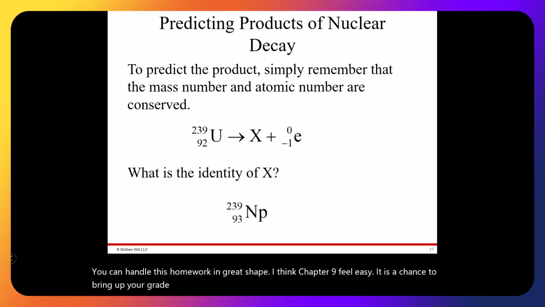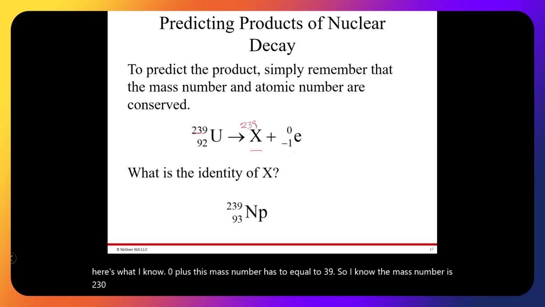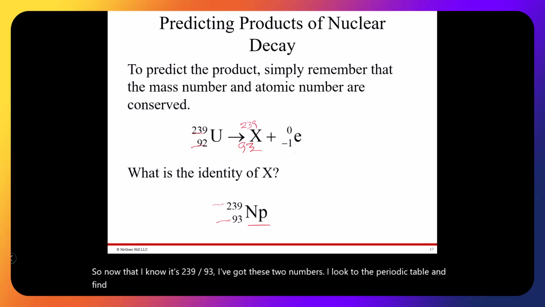So here's what they do. They don't tell us what X is. But here's what I know. 0 plus this mass number has to equal 239. So I know the mass number is 239. Negative 1 plus this number has to equal 92. So this has to be 93. So 93 minus 1 gives me 92. So now that I know it's 239 over 93, I've got these two numbers. I look to the periodic table and find the chemical symbol, which is Np, which is neptunium.